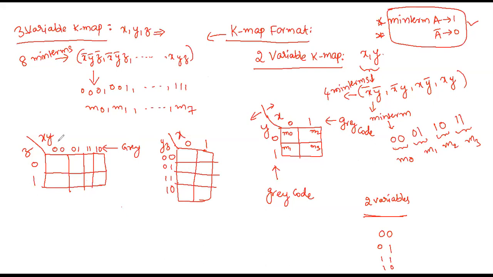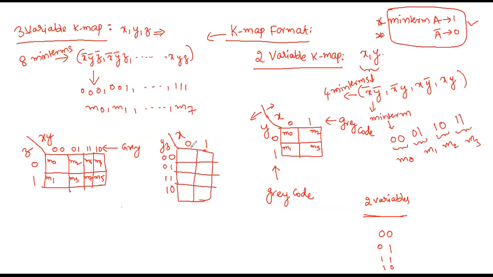Now, where to fill these minterms? M0, M1, M7, where to fill? So 000, X, Y, Z, this is M0. 001, M1, 010, M2, 011, M3, 110, M6, M7, M4, M5. These are the minterms.